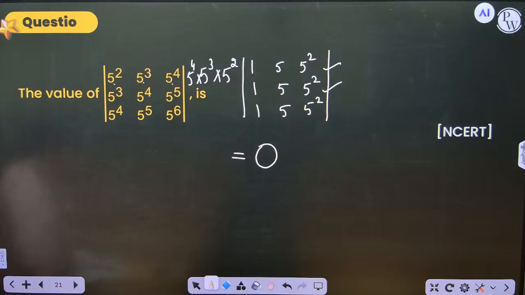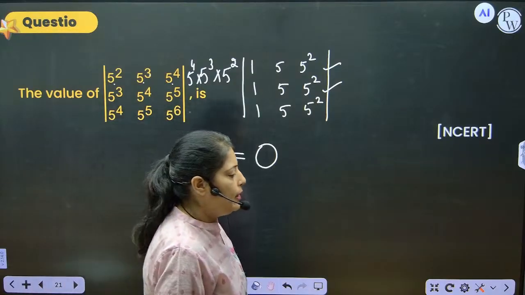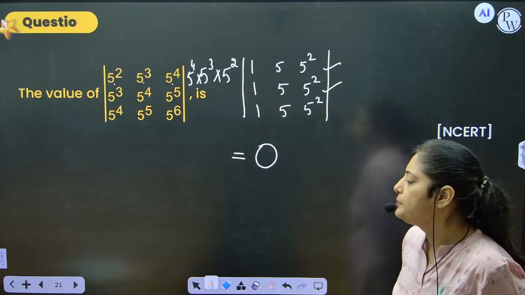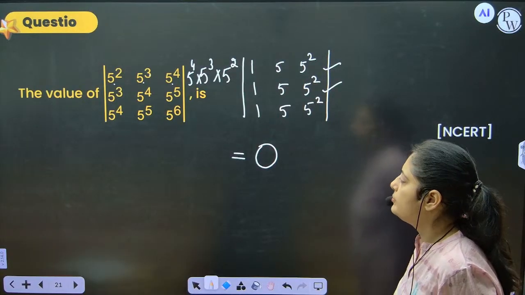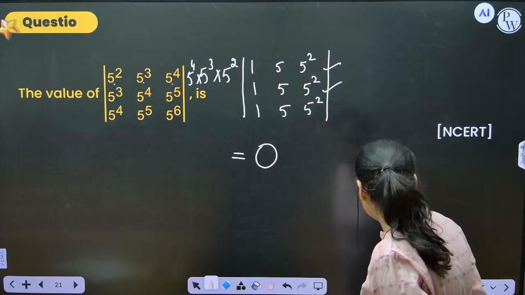Quickly. And then I'll do one question on the basis of the sixth property. Quick.